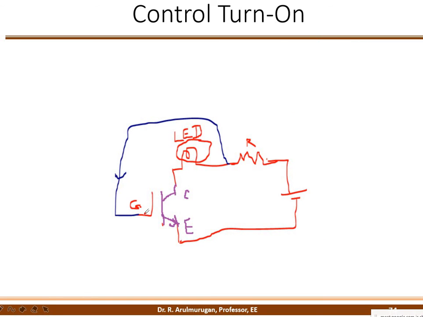So now I will give the power supply to the gate terminal. What will happen? Now the gate terminal is applied and the switch is closed. Then power flows in the closed circuit. So this is the method to control turn on.